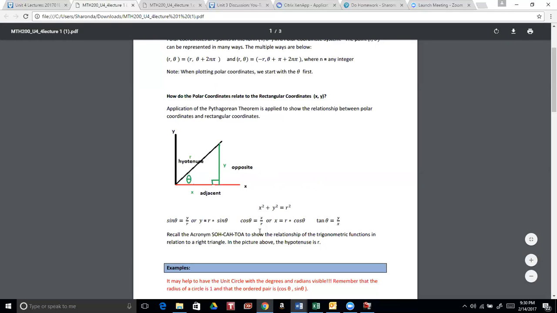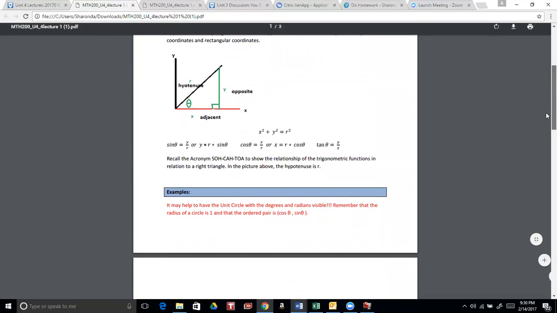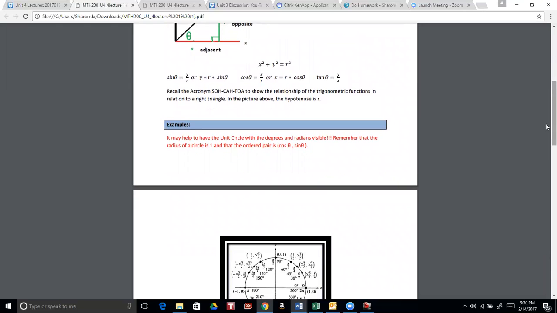Cosine of theta would be x over r, or x equals r times cosine theta, and tangent of theta is y over x. Again, recall the acronym SOHCAHTOA to show the relationship. We just finished playing with that. Also, I suggested it may help to have the unit circle with the degrees and the radians visible.